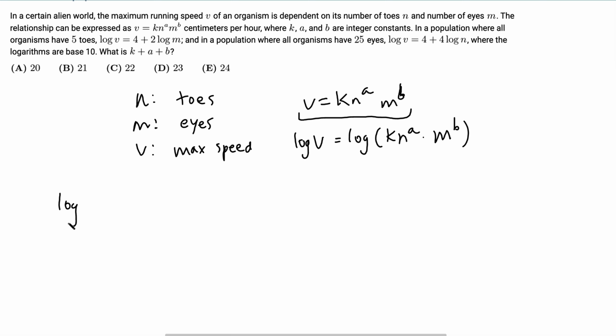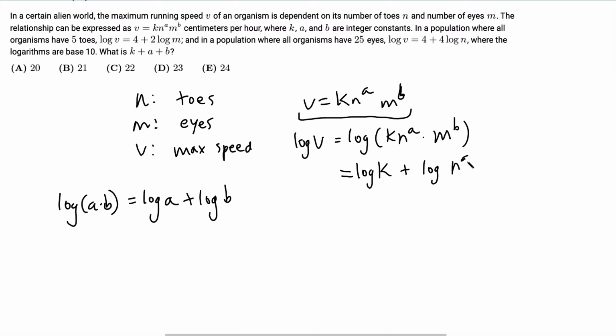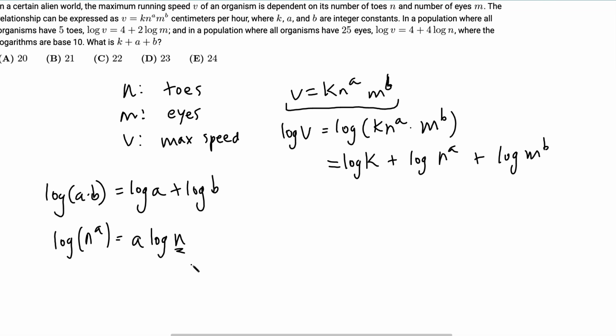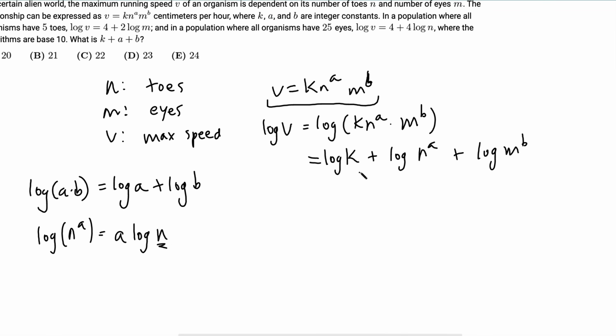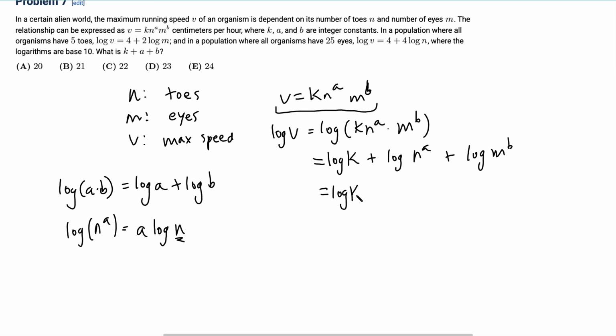Well, what is the log of a times b? Log of a times b is log a plus log b, regardless of what a and b is. So that's log k plus log n to the a plus log m to the b. We also know that log of n to the a, for where a is some constant, n is some variable, is a log n. Actually, n can be anything. Doesn't have to be a variable, but this is just a formula. So this can be reduced to log k plus a log n plus b log m.